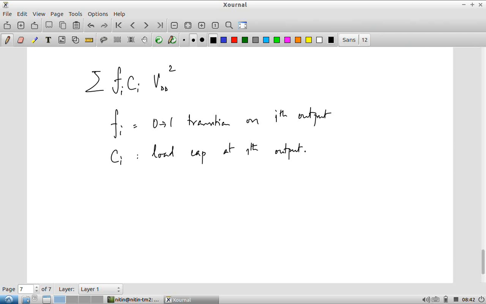Fi, the switching frequency. Ideally, from the power point of view, I would like Fi to be as small as possible. Now, is it realistic to make Fi arbitrarily small? What is the problem with trying to make Fi very small?